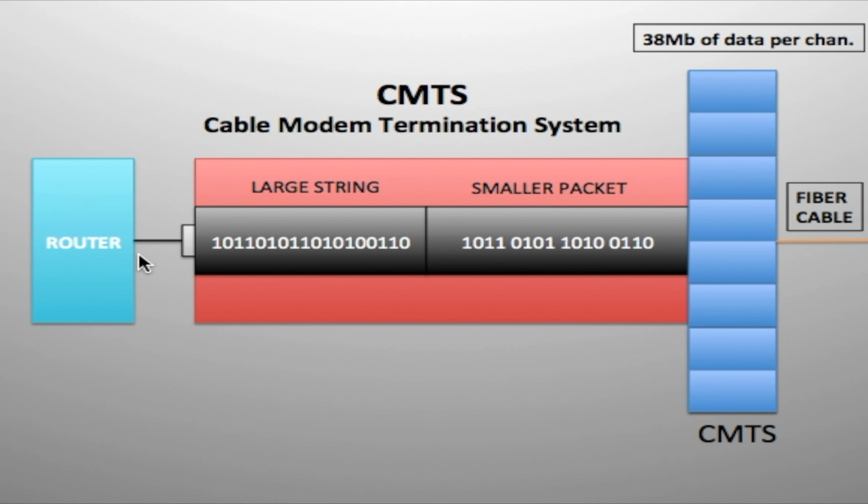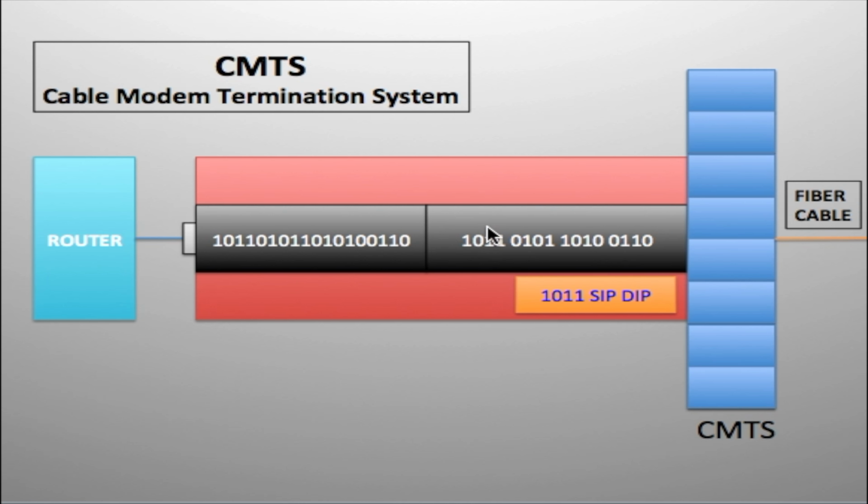Now, when internet data is sent from the router onto that 10 gigabit Ethernet cable, it is a long string of ones and zeros. When the CMTS receives this information, it breaks it up into smaller packets. Now, one packet at a time is sent from the CMTS to your modems. And each one of these packets may not belong to the same subscriber. The CMTS knows what the IP address is for each one of these packets. This first one here, we have the source IP and the destination IP written under here.